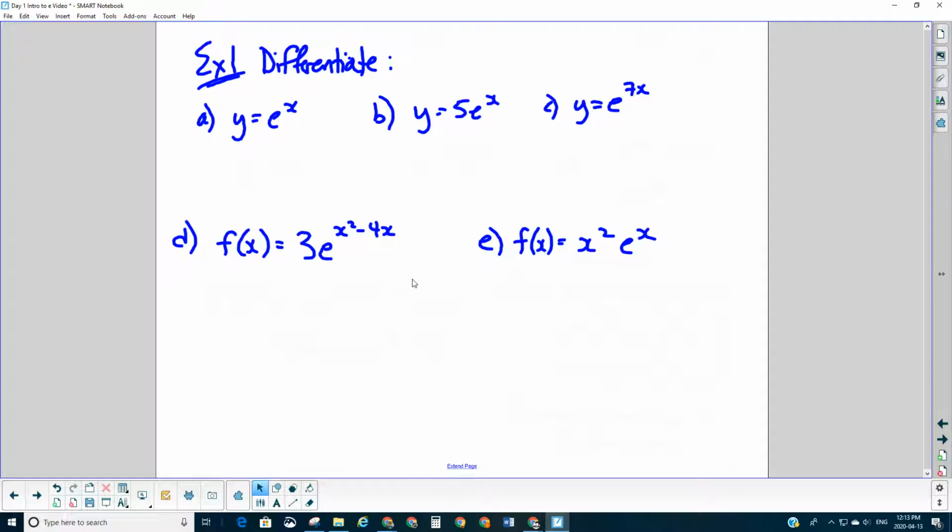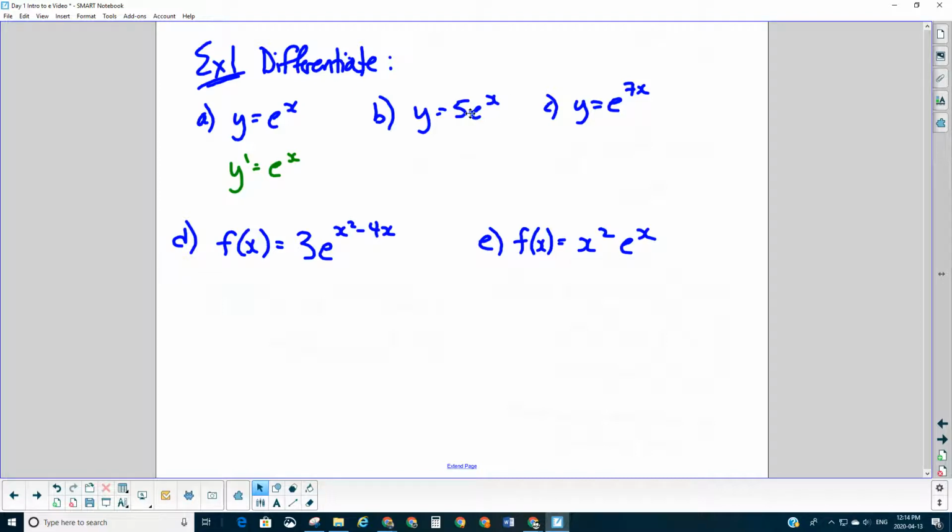But now I'm going to start going off and answering them. All right, so y equals e to the power of x. What's the derivative of that? We're going to differentiate this. Well, if y equals e to the power of x, the derivative is e to the power of x. Pretty straightforward. Here we have a function y equals 5e to the x.